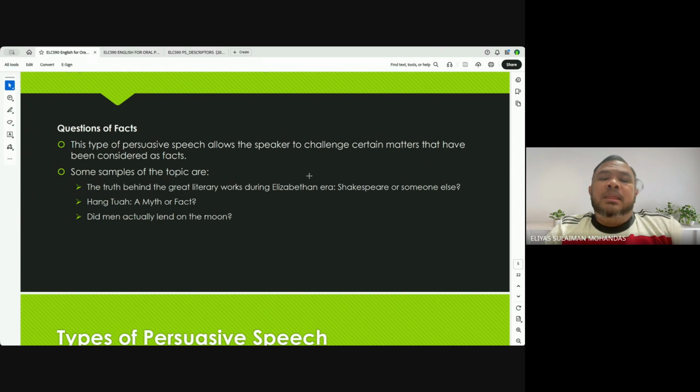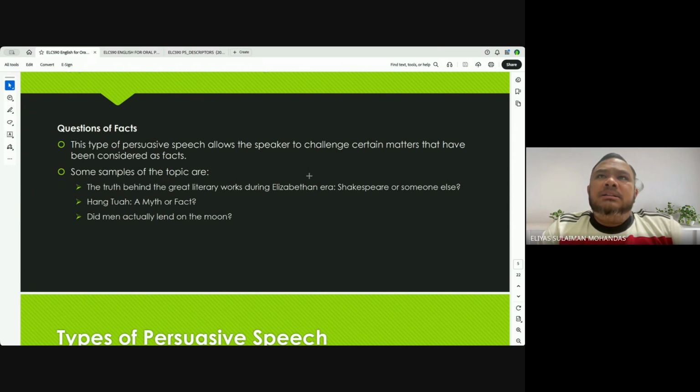Yes, of course. For example, the truth behind the great literary works during Elizabethan era, Shakespeare or someone else. Now, it's a fact that Shakespeare existed. Shakespeare has written a lot of good writings, good poems, good plays. If you don't know who William Shakespeare is, I think something is not right. I think almost everyone knows him, or at least knows who he was.